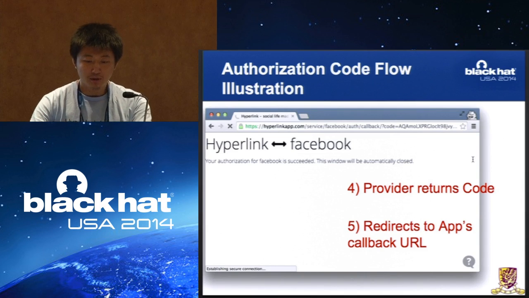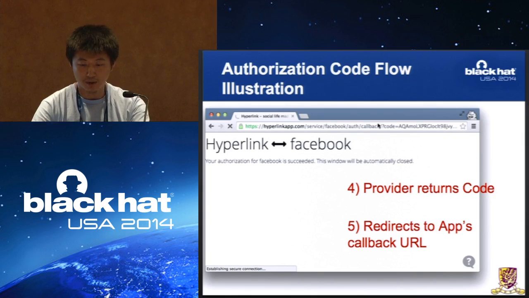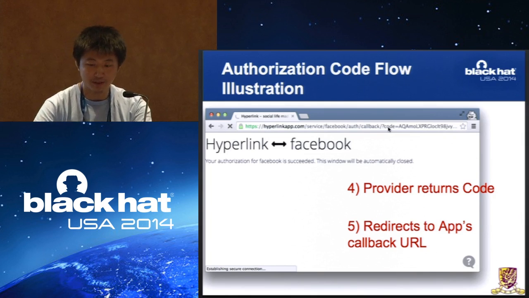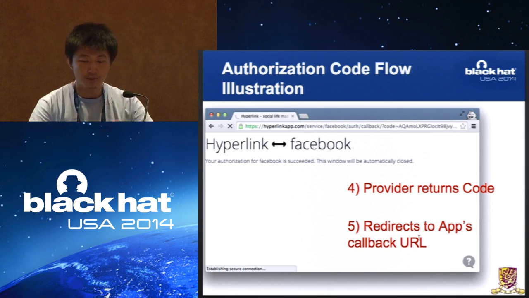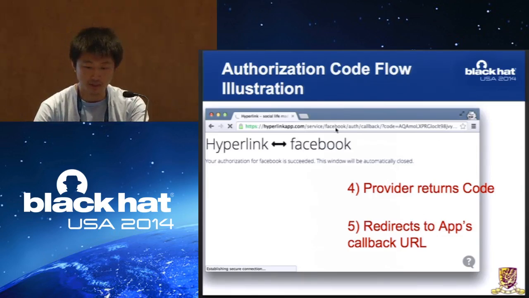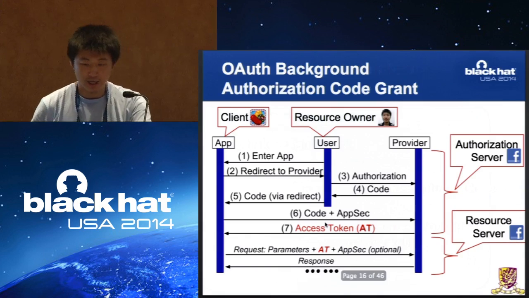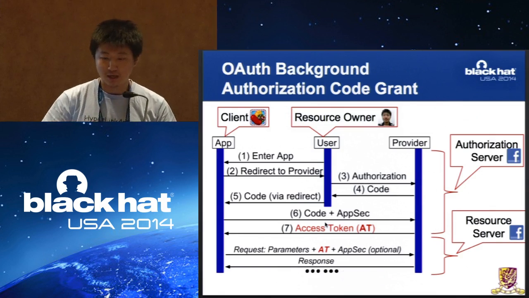Okay, then after all of this, the provider will return a URL that has a parameter with code equal to something here. And this will be redirected back to the app server. So here you see one callback URL, redirect back. And after all of this, the app can proceed further to get the access token and operate on behalf of the user. And here we summarize the previous working example in this flow chart.